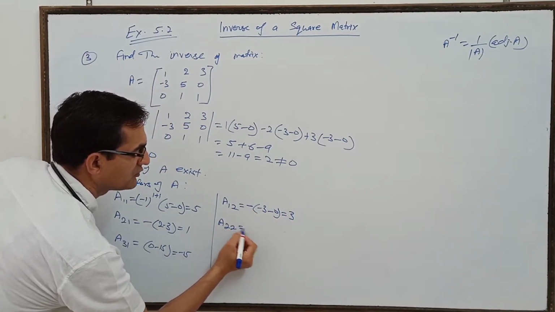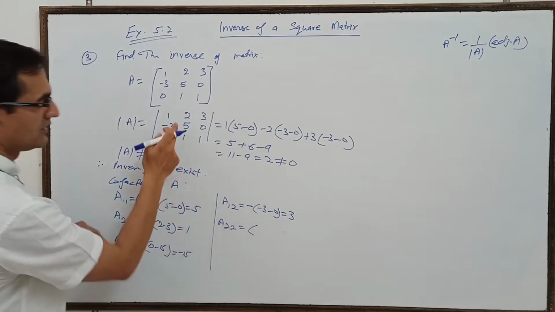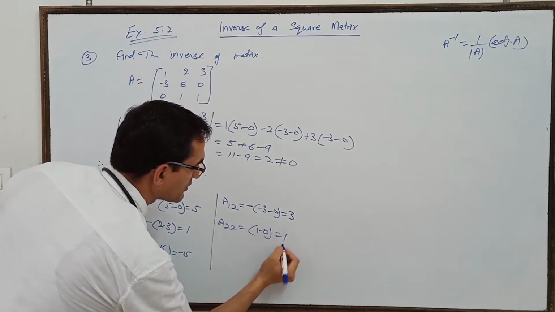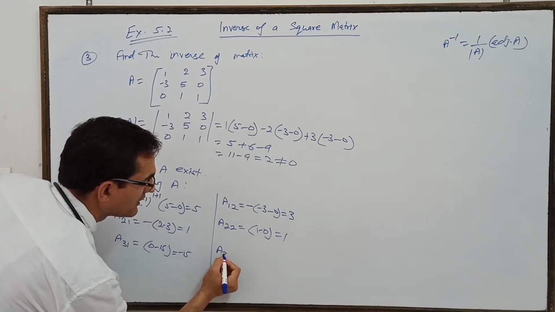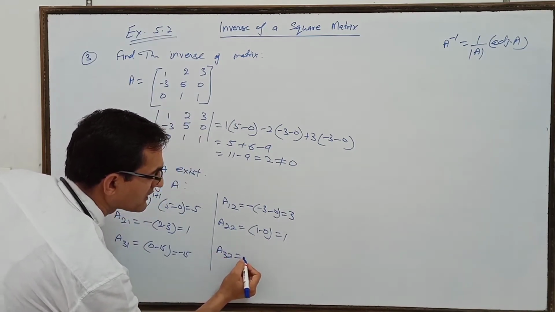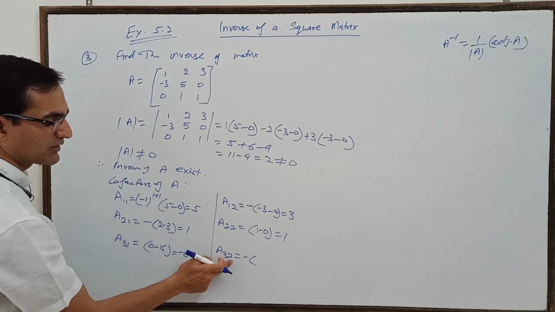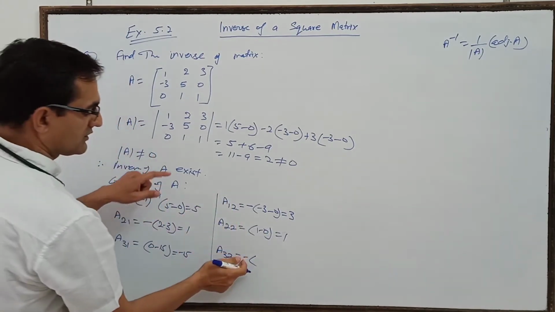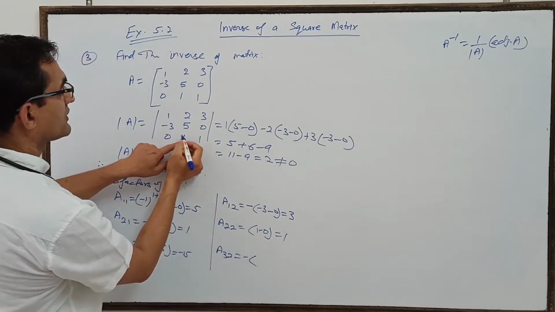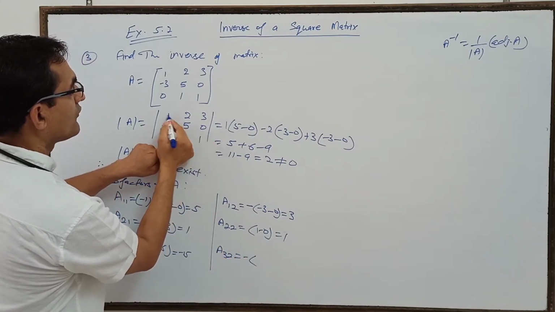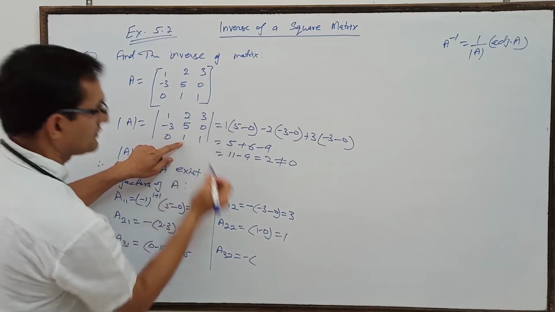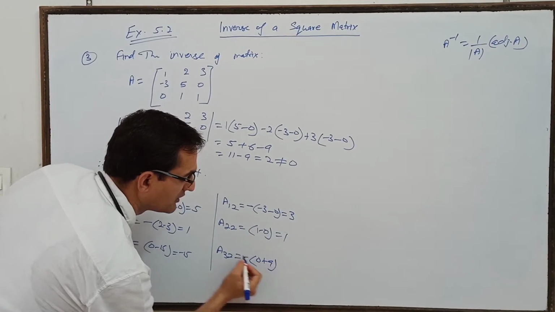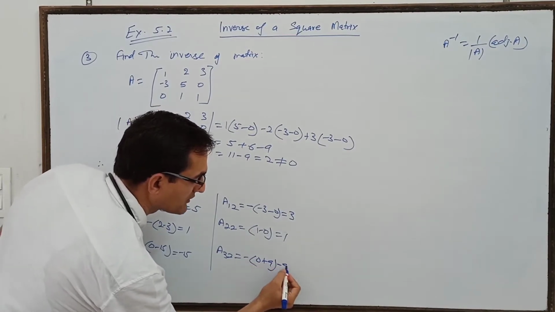Now A22, sign will be positive, so 1 minus 0, this is equal to 1. And A32, sign will be negative, because 3 plus 2 is odd, minus 1 to the power 5. So the cofactor of this one is 1 into 0, 0 minus 0 minus 9, minus minus 9 means plus 9. Minus into plus 9, minus 9.